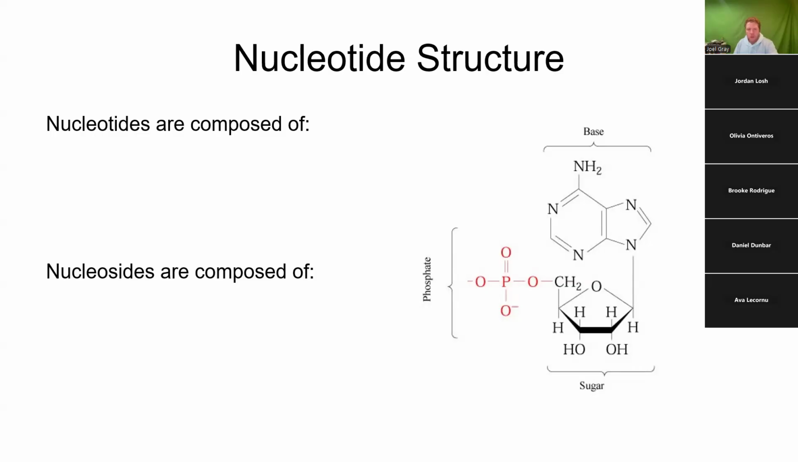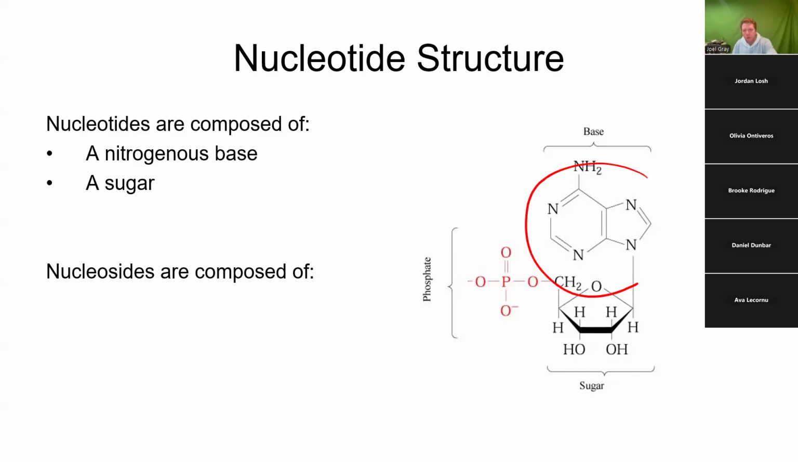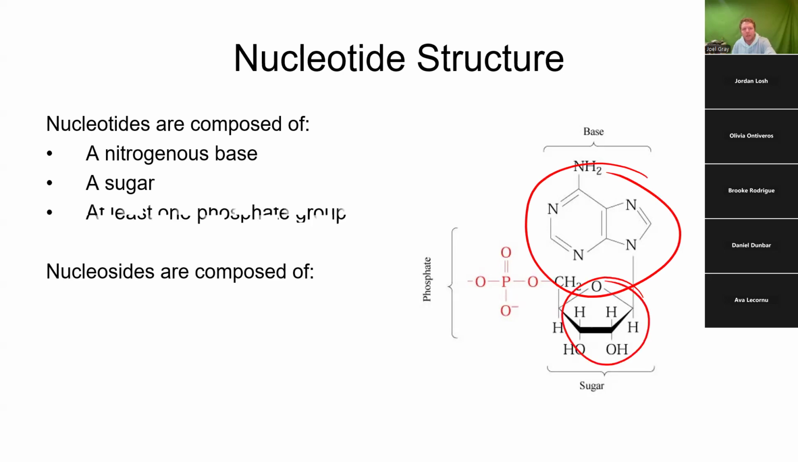A nucleotide is composed of a nitrogenous base, a sugar, so here's our nitrogenous base, here's a sugar, and at least one phosphate group. So the correct answer for that is C. Now, if a structure contains ribose and adenine, but no phosphate, it is a nucleoside. That was our second question.